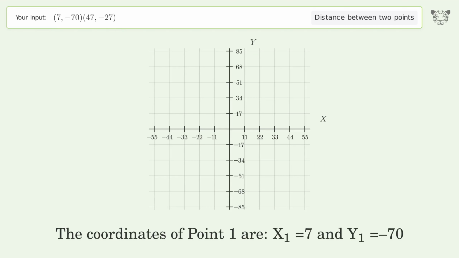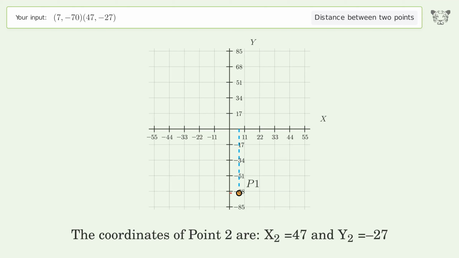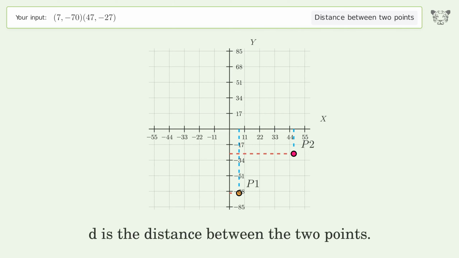The coordinates of point 1 are x1 equals 7 and y1 equals negative 70. The coordinates of point 2 are x2 equals 47 and y2 equals negative 27. D is the distance between the 2 points.